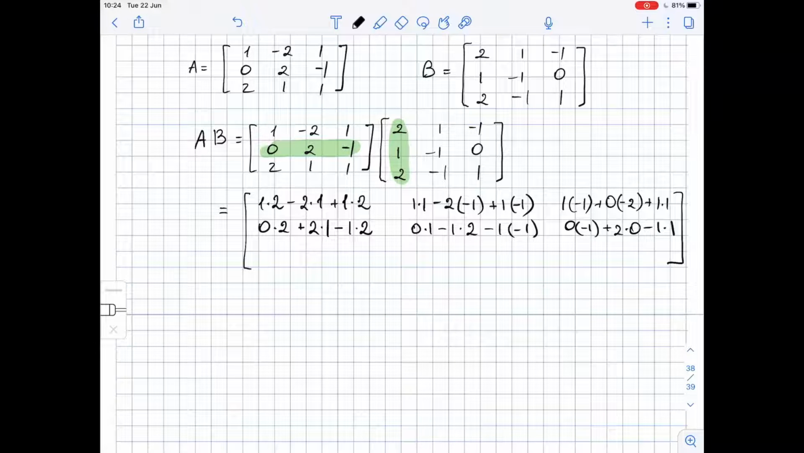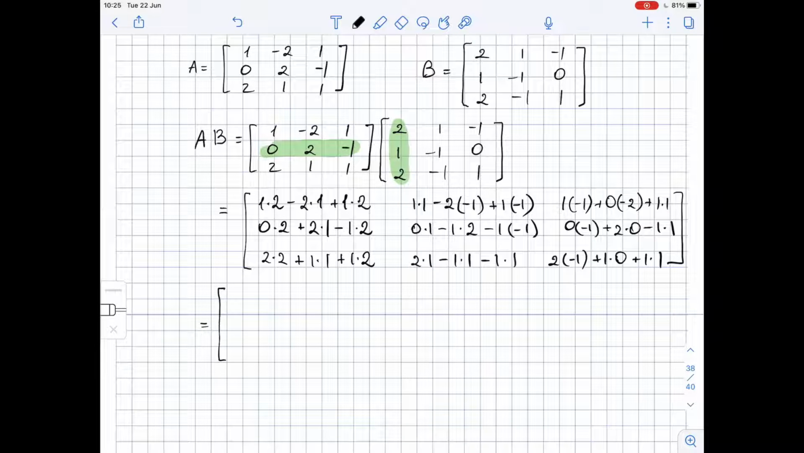And finally, here's the dot product of the third row and first column. So 2 times 2 plus 1 times 1 plus 1 times 2, then 2 times 1 minus 1 times 1 minus 1 times 1, and finally 2 times negative 1 plus 1 times 0 plus 1 times 1. Okay, let's do the calculations.